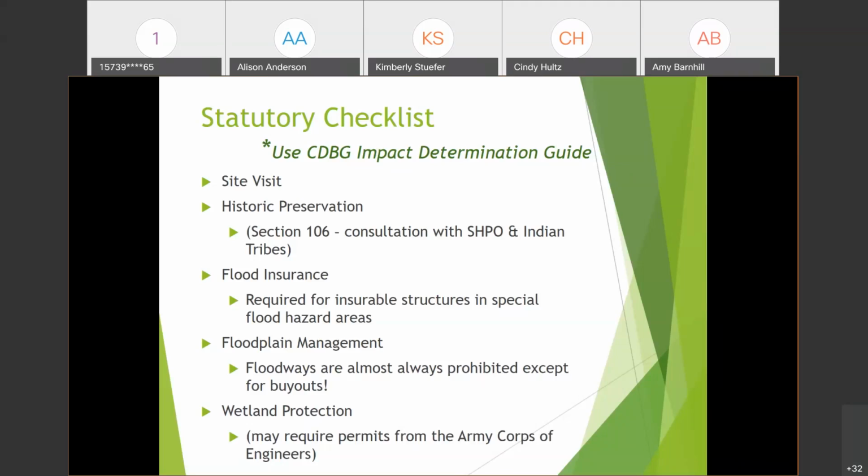The other thing for wetland protection is an IPAC report, which you would find on the U.S. Fish and Wildlife website. And then you'd probably have correspondence with the Army Corps of Engineers, because they require permits for work if it's inside a wetland or if it impacts a wetland in some way.